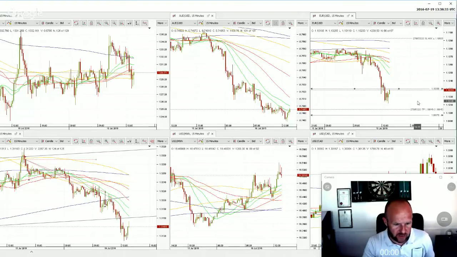So basically, if you want to become a professional trader, you must know where the volume can be and how to read it. First of all, it's very important.